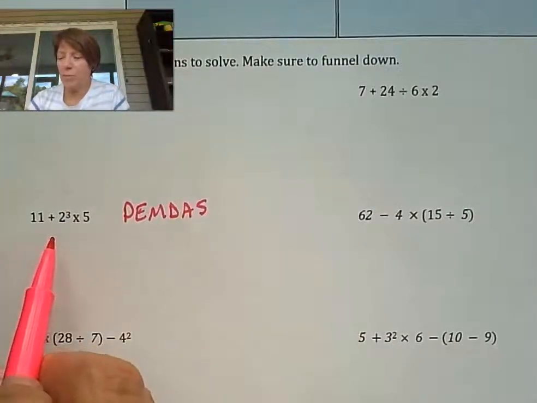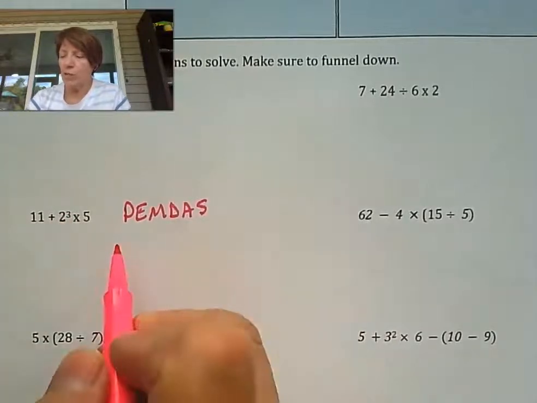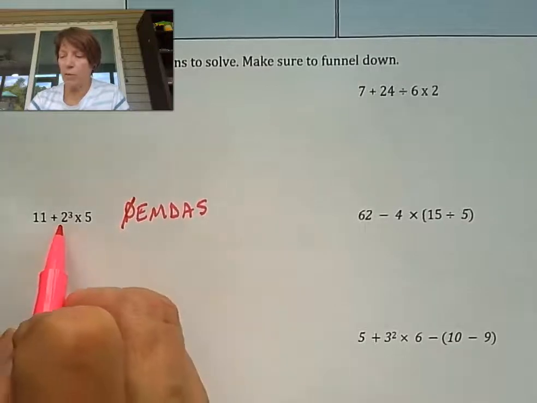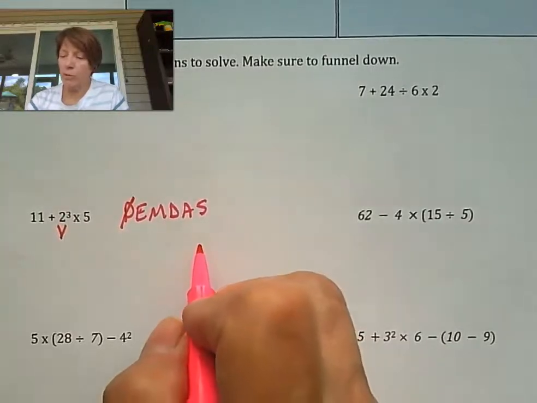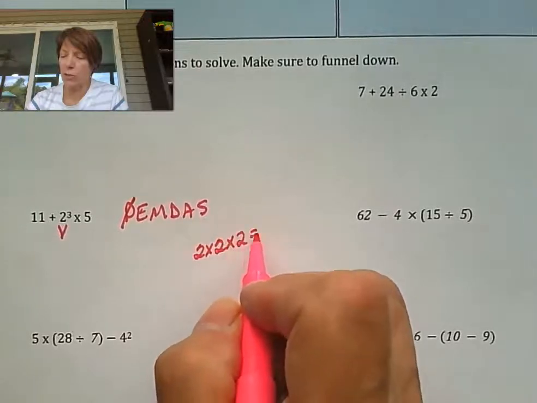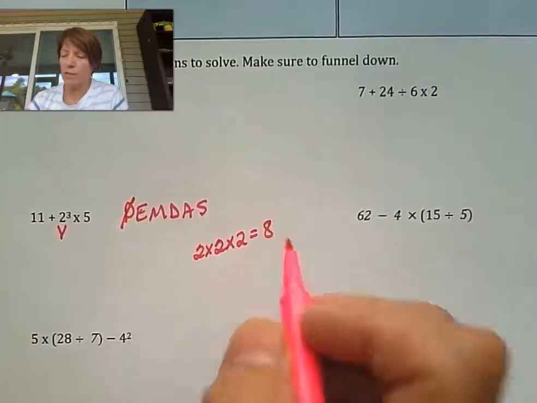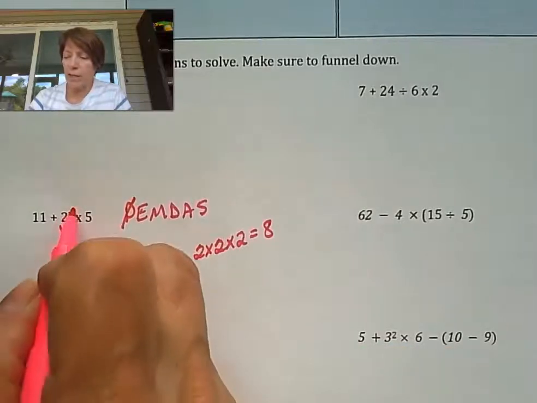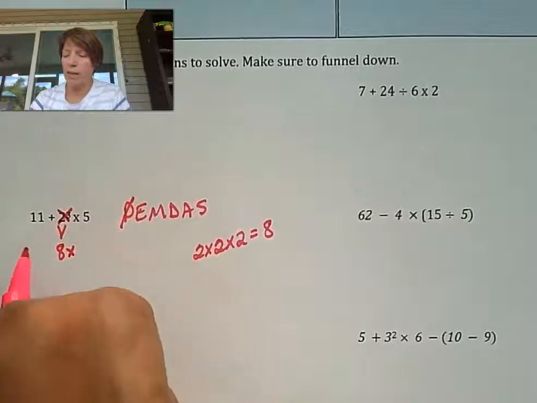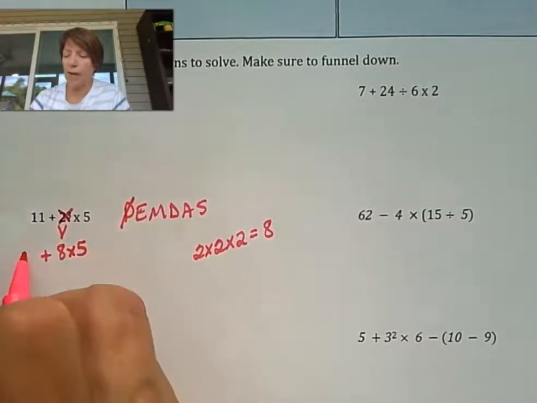This is 11 plus 2 to the third times 5. So let's see, do we have any parentheses? No. Do we have any exponents? Oh, we do. 2 to the third. Now remember, 2 to the third is not 2 times 3. It's 2 times 2 times 2. 2 times 2 is 4 times 2 is 8. So that funnels down to 8. I've taken care of the 2 to the third. I'm going to bring down every operation that I haven't used and every number that I haven't used.